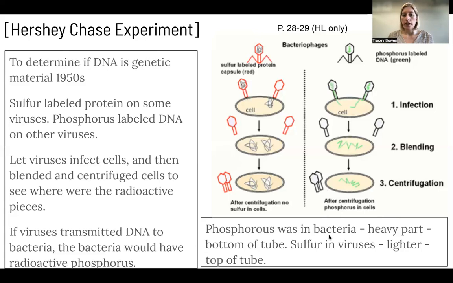And so the sulfur in the viruses is going to be lighter. So you can see here, the viruses still have the sulfur on them. And that's going to be lighter, and that's going to be in the top of the tube, which is going to be the supernatant. So it's going to be floating in the supernatant. And then the bacteria, which are the heavier part, are going to be in the pellet, sometimes called the sediment, which is going to have the phosphorus. And that's what they found.